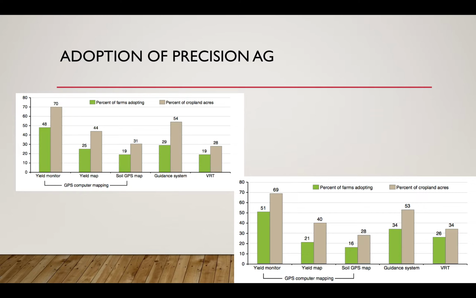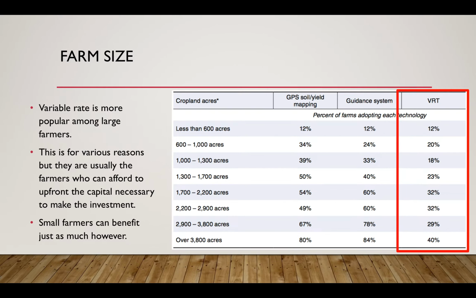At least in my demographic, that's their meat and potato crop to them. So, just to give you a little high level overview of the percent of adoption among the U.S. Another cool one that I thought was this chart here, which shows the adoption of variable rate based on farm size. As you can tell, the bottom one there, over 3,800 acres, has a 40% adoption rate.